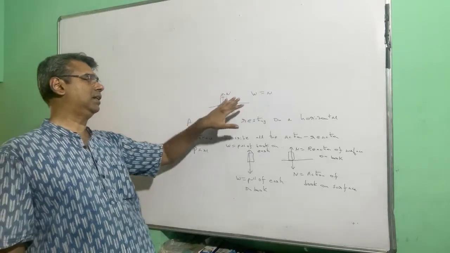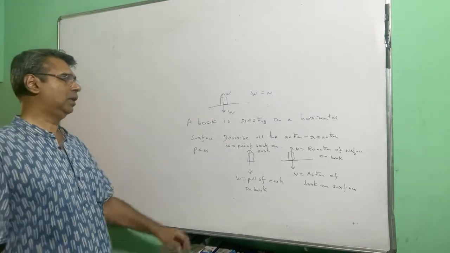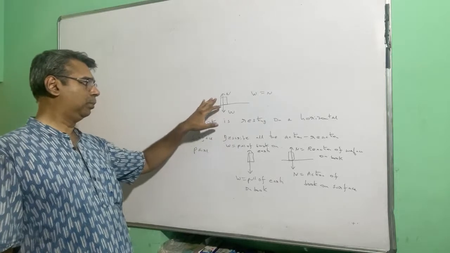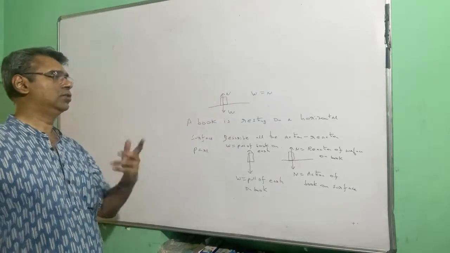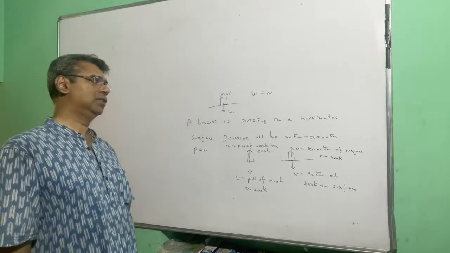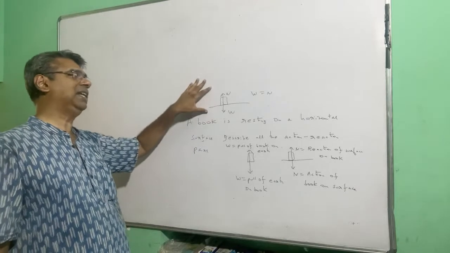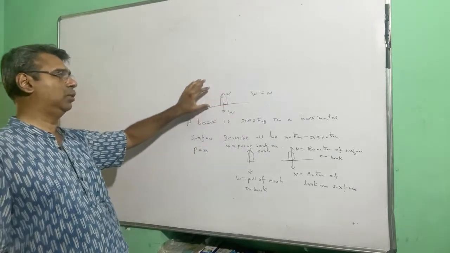Because if you say that W is the action and N is the reaction, first of all, why is it wrong? Because you can see that W is acting on the book and N is also acting on the book. So both are acting on the book. So how can they be action and reaction? So that is wrong. Secondly, W and N are equal and opposite, and that is why they cancel each other, and that is why the book is at rest.